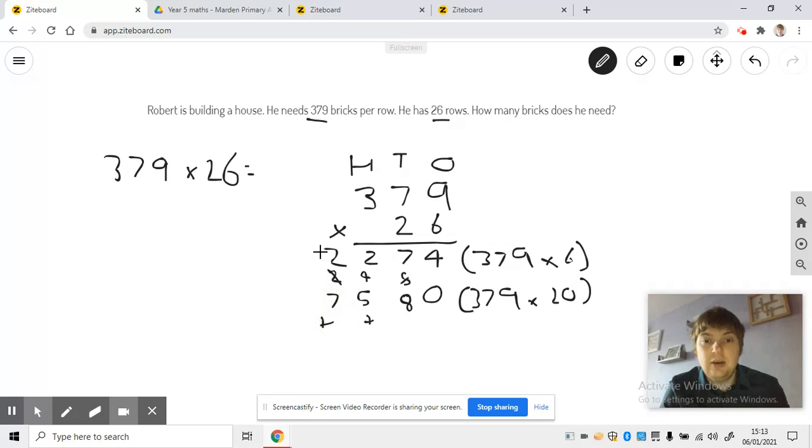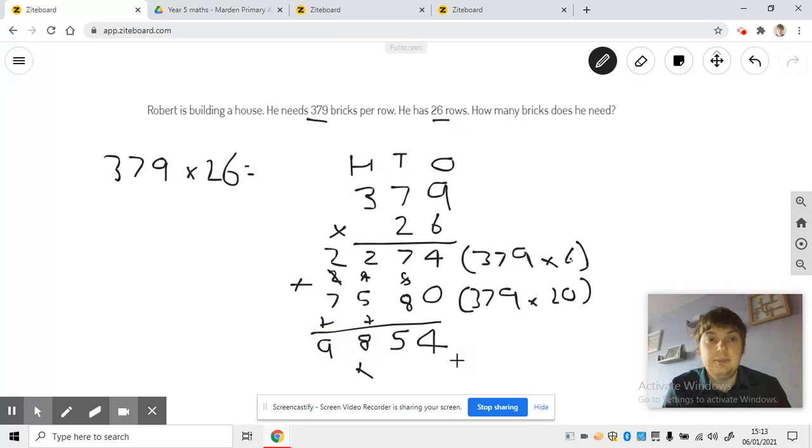Okay, so I now have these two numbers. Shout at your screen, what do you do now? Add them together. So add these two numbers together. We have 4 plus 0, which is 4. 7 plus 8, which gives me 15. 2 plus 5 gives me 7. Add on the 1 gives me 8. And then 2 add 7 gives me 9.